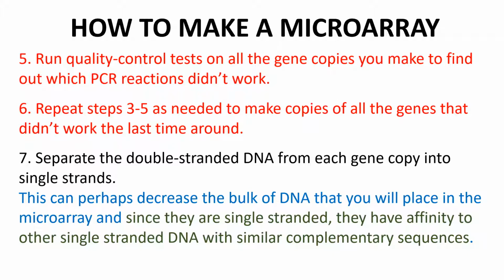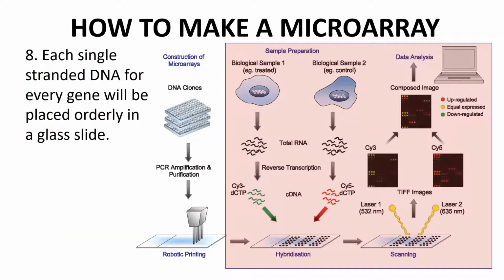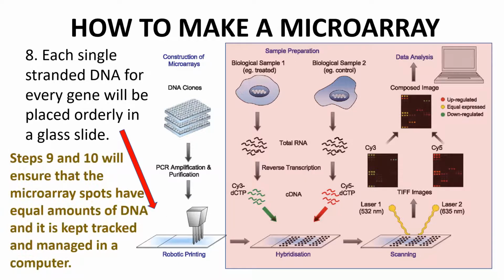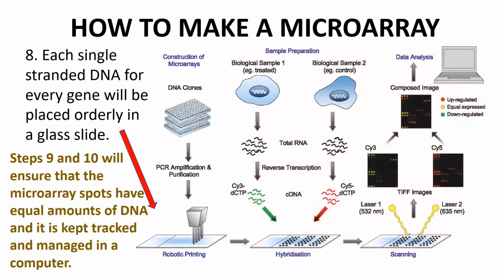and can be detected during analysis. Step 8, when you have prepared the single strands, that's the time when you can plant them on the microarray slides using robots. In this picture, they call it robotic printing. And the remaining steps 9 and 10 must ensure that each spot has comparable quantity of DNA and it can be tracked and managed by a computer for later analysis.